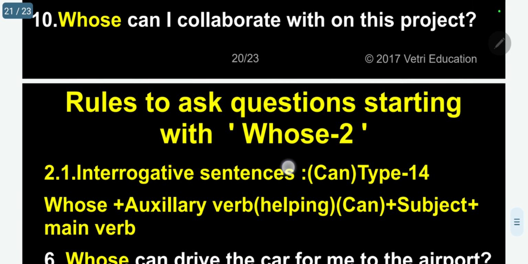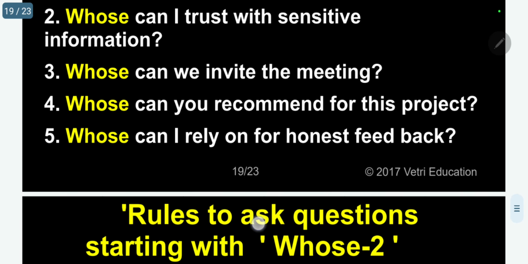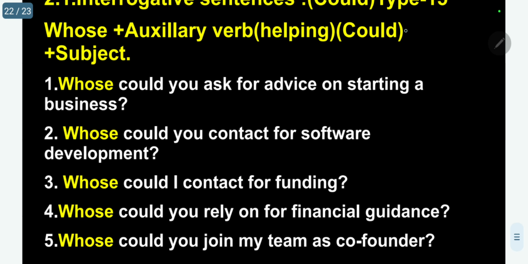So let me go for the next sentences. The could, I will go for could. Whose could you ask for advice on starting a business? Ask, main verb, could, auxiliary. Whose could you contact for software development? Contact, main verb, could, auxiliary.